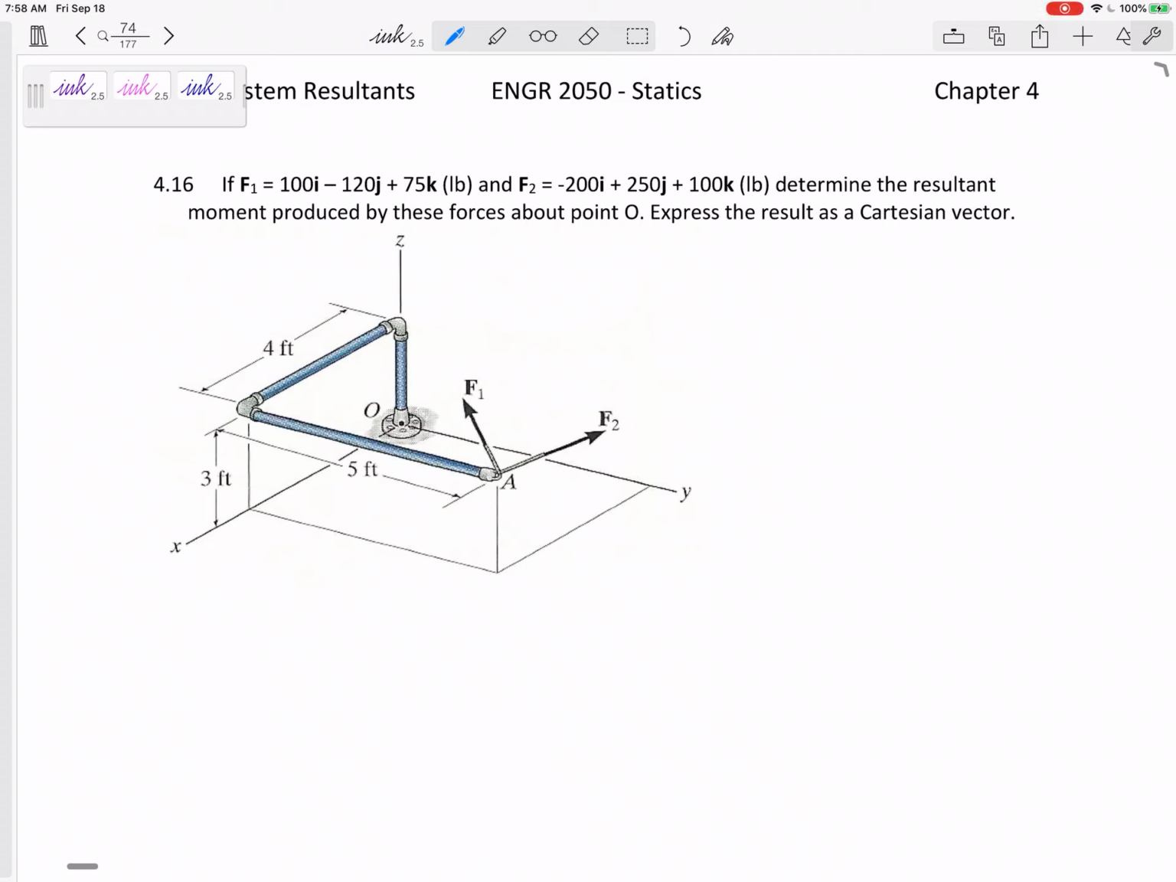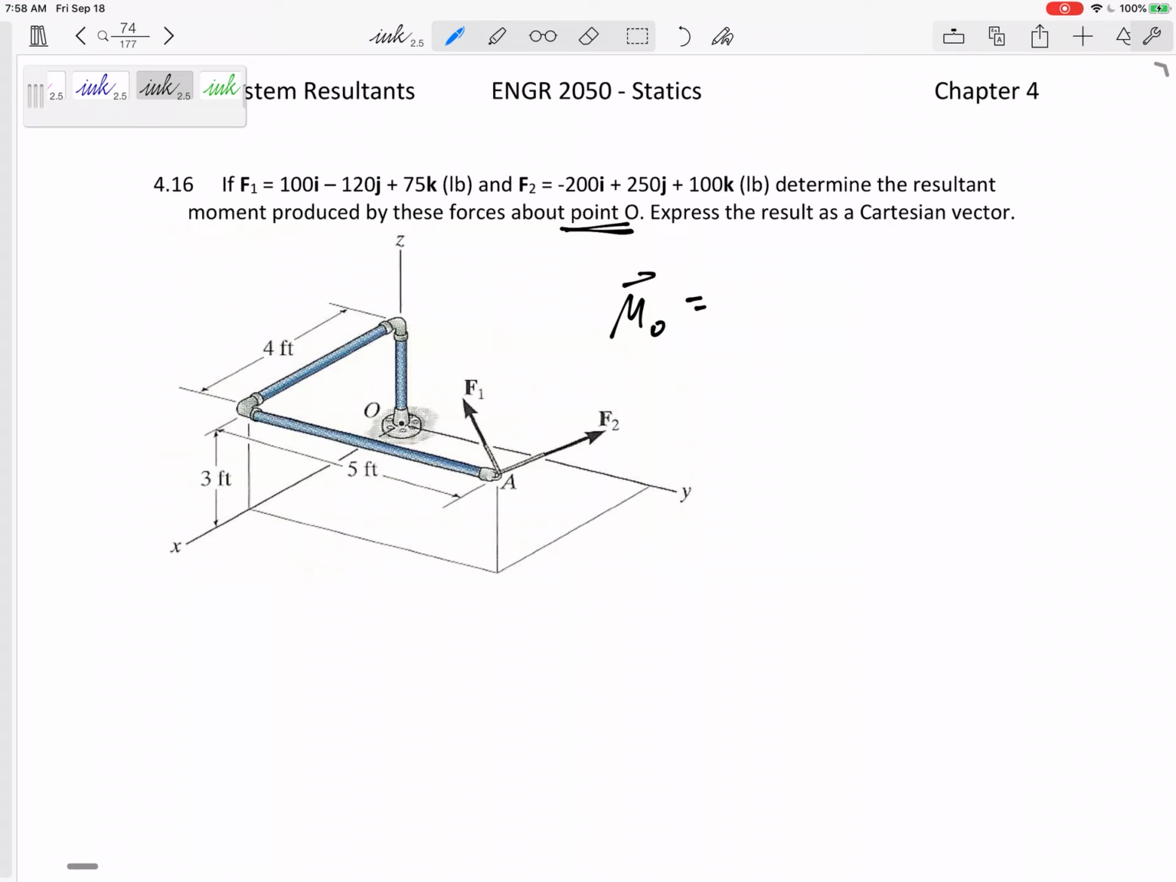All right, so let's look at this problem in our notes, 417. It is moment about a point. So here we've got two forces. They give us these two forces already in IJK form. Determine the total moment by those forces about point O. So it is moment about a point.